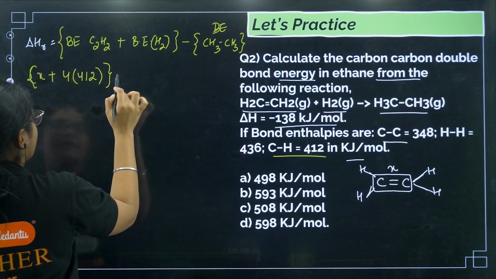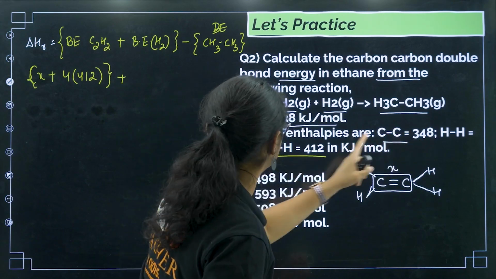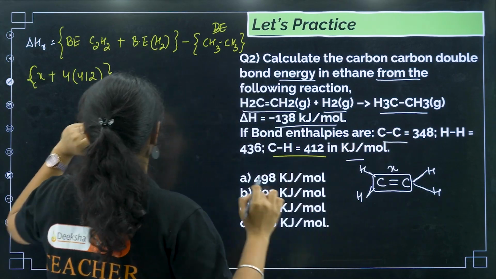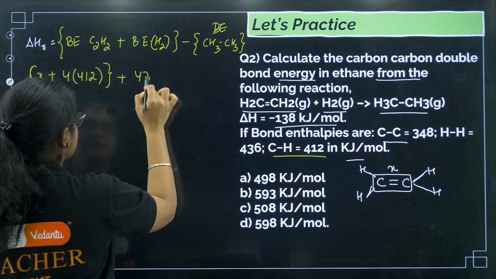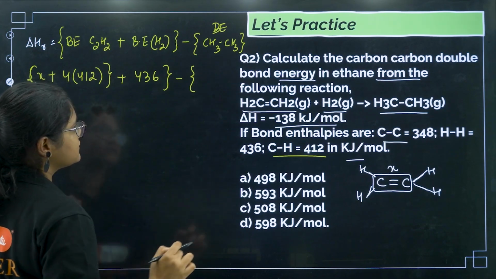Okay, next I have bond enthalpy of hydrogen. What is the bond enthalpy of H2? In this there is only one H2 bond, so that is 436. Okay, minus bond enthalpy of CH3.